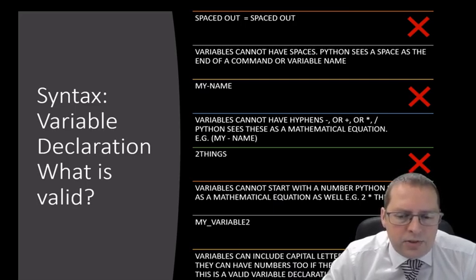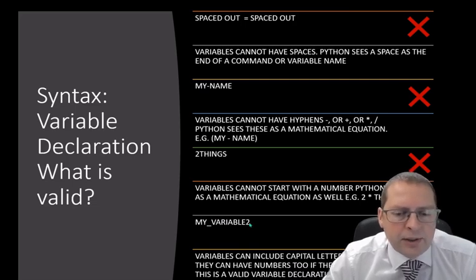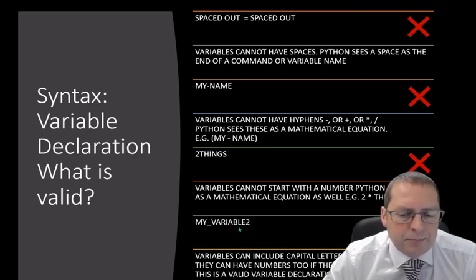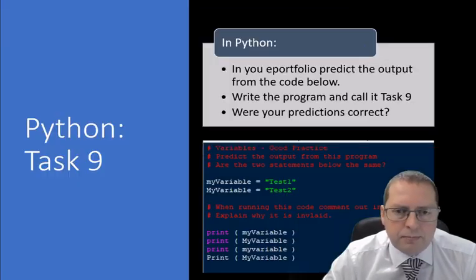Now, we've mentioned here about capital letters. If I was going to write a variable name, I tend not to use all capital letters, because that tends to imply it's a constant, which is something that doesn't change, whereas a variable is something that can change. So I tend to write my variables in lowercase letters rather than capitals.